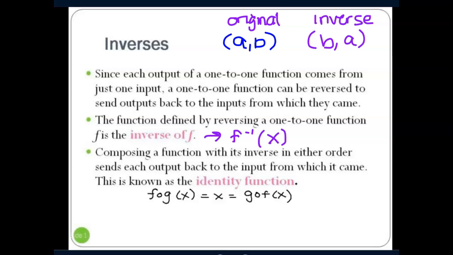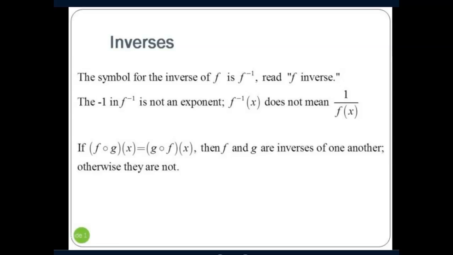Function composition, we talked about this earlier. Composing two functions and getting x means that they are inverses. X is known as the identity function. So if I compose two functions and they are inverses, then I should get x. The symbol for the inverse of f is f inverse. Again, this is not 1 over f of x. And again, if two functions are inverses of each other, then their composition must equal x.